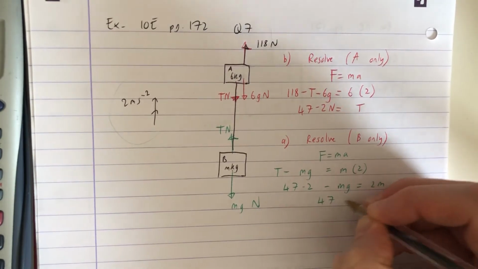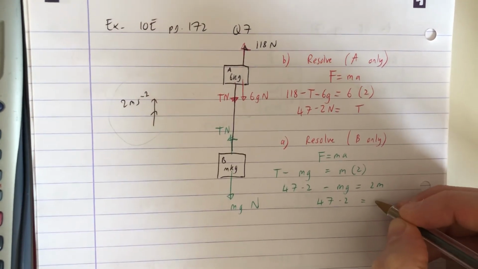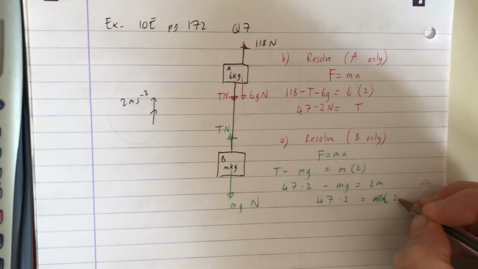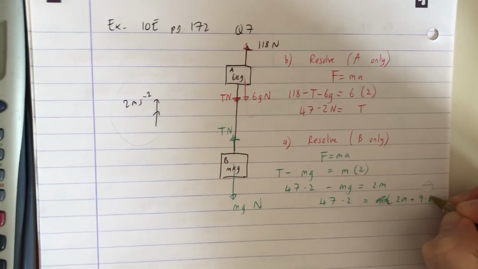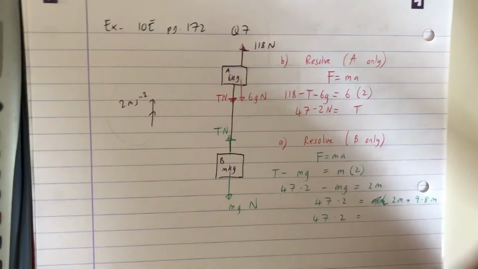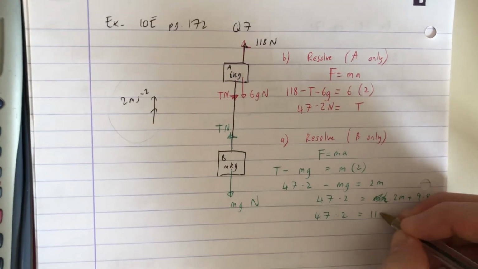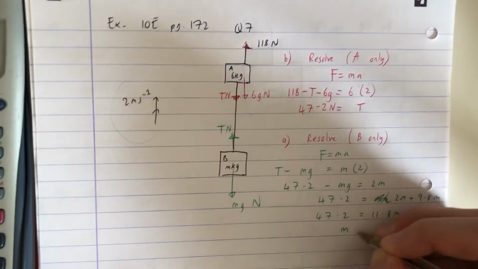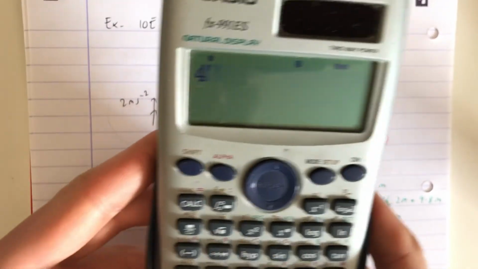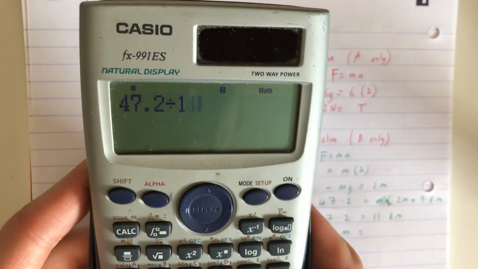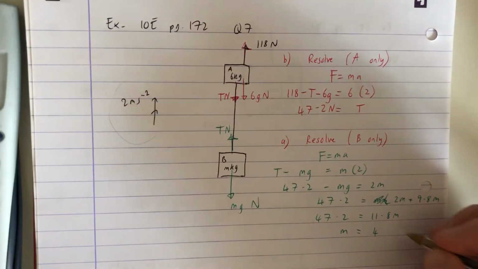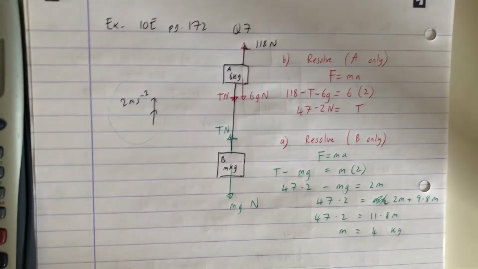Make m the subject. You can factorize out m. Actually, what you could do is write 2m plus 9.8m. So 47.2 is equal to 11.8m. And the mass is equal to 47.2 divided by 11.8, which is 4 kilograms. And that's how you could do this one.